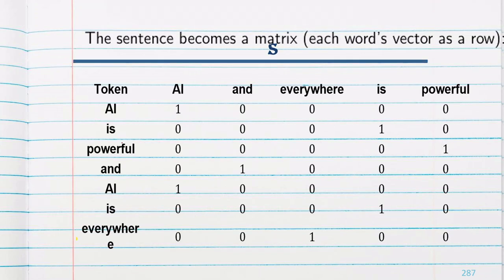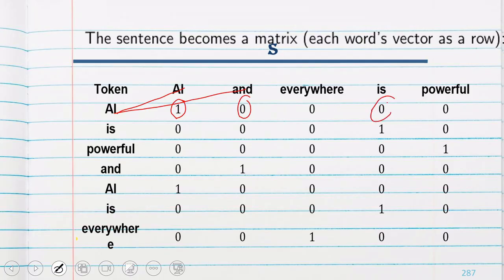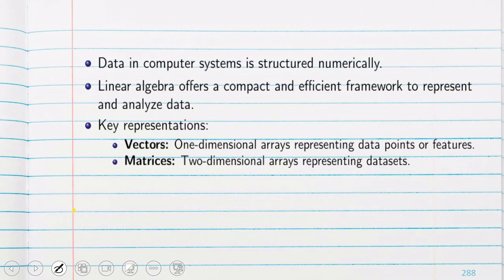So the sentence becomes a matrix, and like that we can represent it. AI is 1, is is 1, powerful is 1, and is 1, AI is 1, is is 1, everywhere is 1. So this is the sentence, so that's about the data.